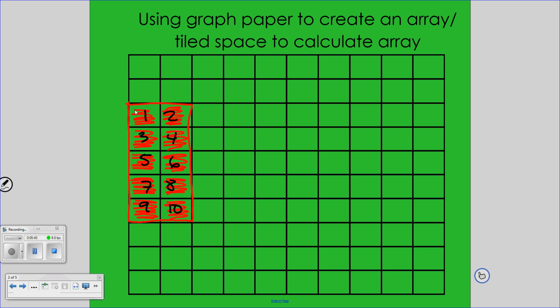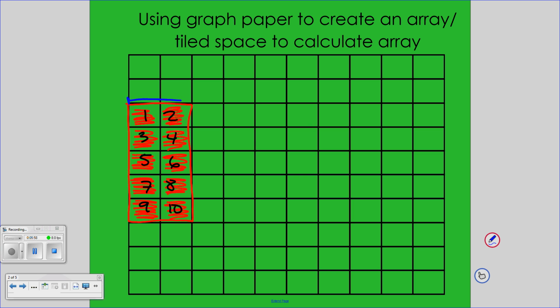How are we going to use multiplication to help us in this problem? How am I going to use multiplication? Savannah? We're gonna do 2 times 5. Why am I going to do 2 times 5?